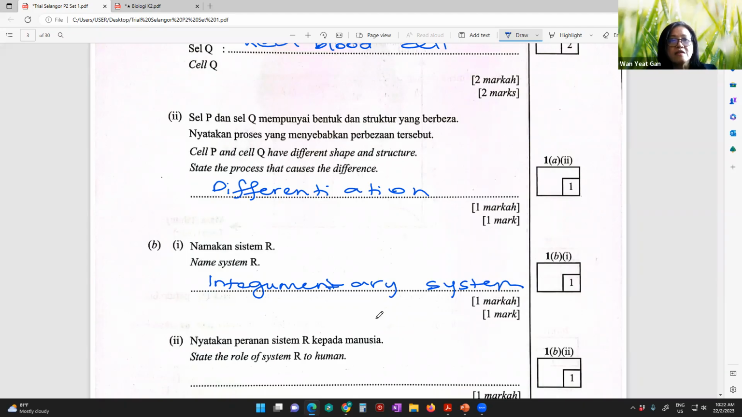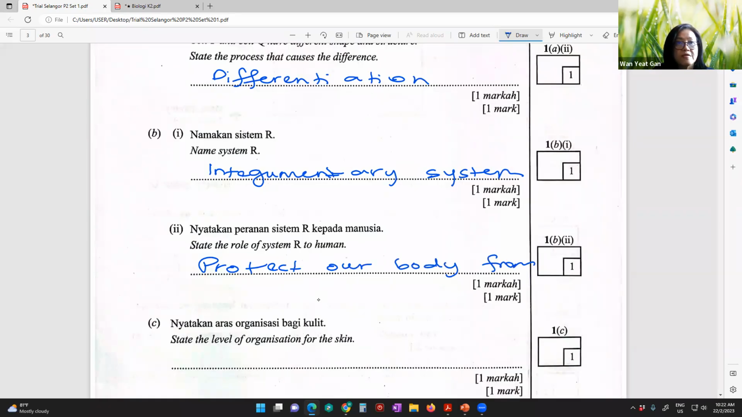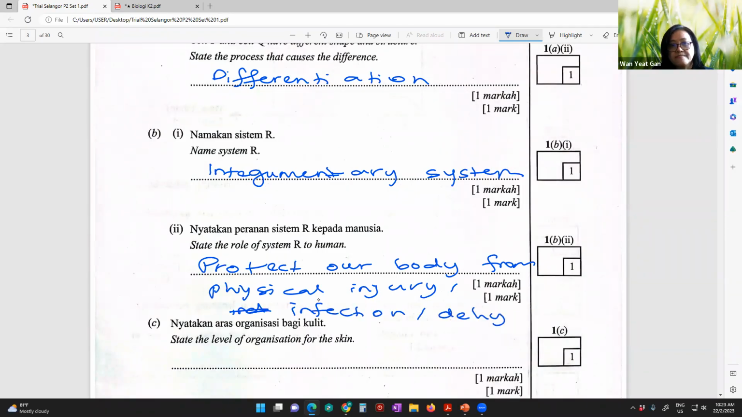Okay, state the role of system R to human. So the integumentary system protects our body from physical injury. Okay, also from infection and dehydration.